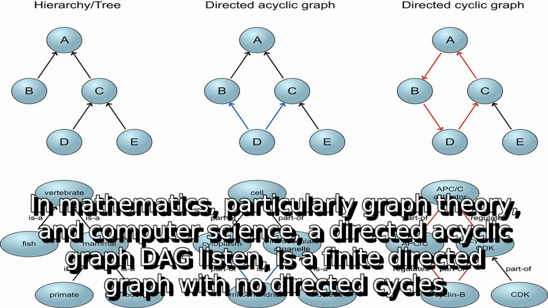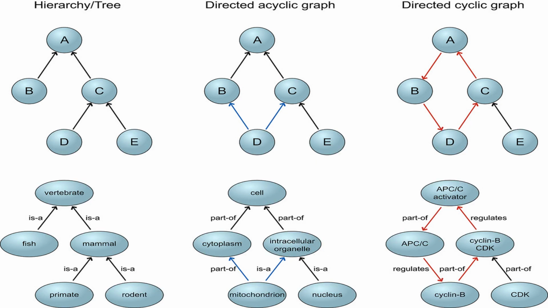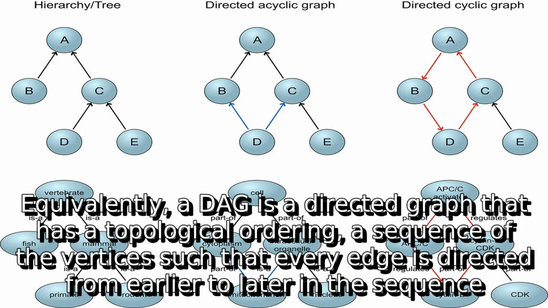In mathematics, particularly graph theory and computer science, a directed acyclic graph (DAG) is a finite directed graph with no directed cycles. That is, it consists of finitely many vertices and edges, also called arcs, with each edge directed from one vertex to another, such that there is no way to start at any vertex v and follow a consistently directed sequence of edges that eventually loops back to v again. Equivalently, a DAG is a directed graph that has a topological ordering, a sequence of the vertices such that every edge is directed from earlier to later in the sequence.